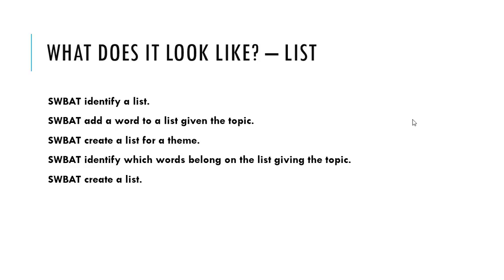And then eventually they'll be adding words to a list that you already have on a given topic, such as animals, maybe things in a house, things that they see in school, colors, etc. And then going from there, they should be able to create their own list. And then they should be able to categorize different lists, so choosing which words do and do not belong within a given topic, and then eventually moving to creating their own list.